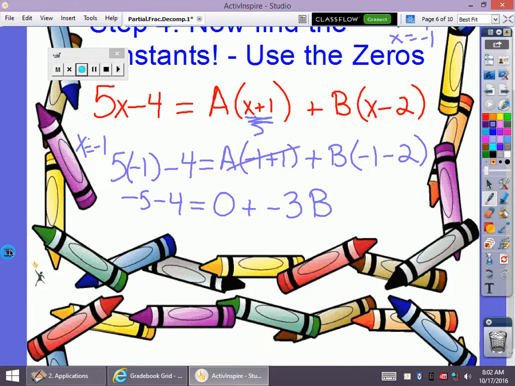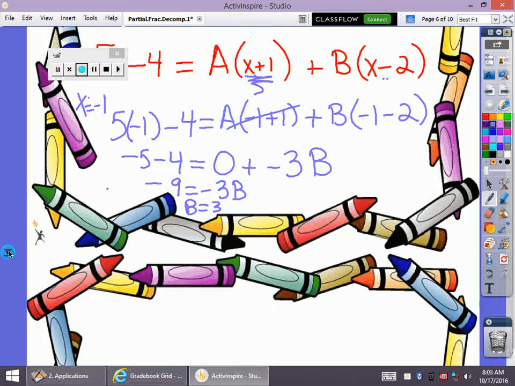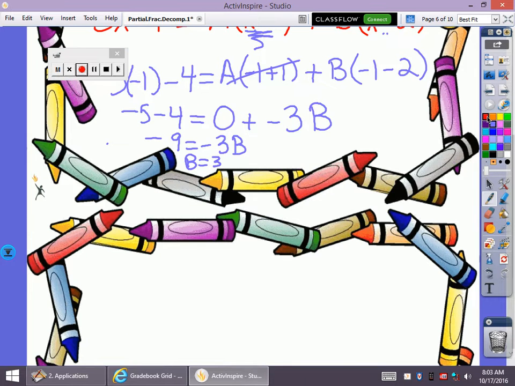Okay? Now I'm left with -9 equals -3b. Therefore, b equals what? 3. b equals 3. Now we're going to do the same to solve for a. We're going to do the same exact procedure, okay? So what would make this right here 0 if x was what? 2. So I'm going to go back and use the equation 5x minus 4 equals, you don't have to recopy, I'm just doing it so we have it here, a times x plus 1 plus b times x minus 2.